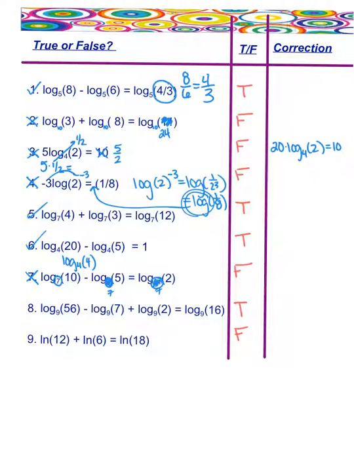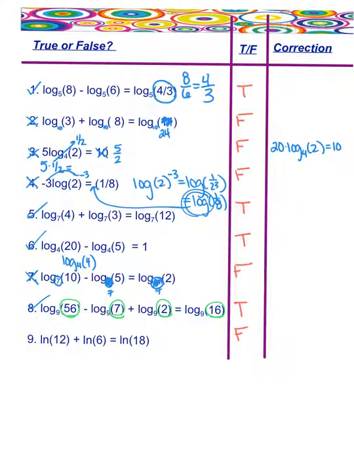The next one, log base 9 of 56 minus log base 9 of 7 plus log base 9 of 2 equals log base 9 of 16, and that is true. When I go through and use my properties, first I would divide the 56 divided by 7 to get an 8. Then I would take the 8 and multiply that by 2 to get this 16 here. And notice the bases are all 9, so everything is good there.